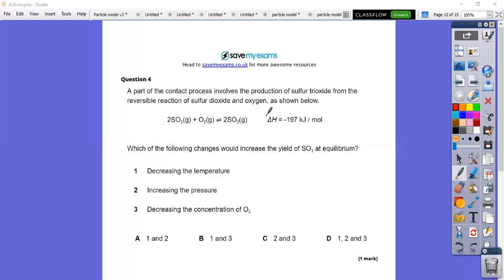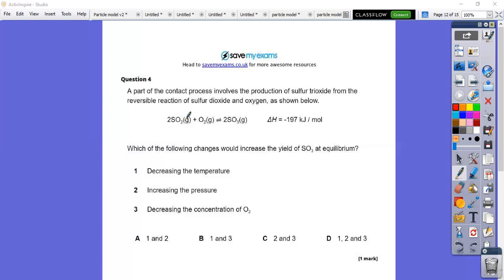Go on, Rahil. Would it be 1 and 2? Correct. You're spot on. Well done. Excellent. How would I see about the concentration? Okay, so decreasing the concentration of O2. What if you decrease the concentration of O2? What's the reaction going to want to do? Let's answer that question first.